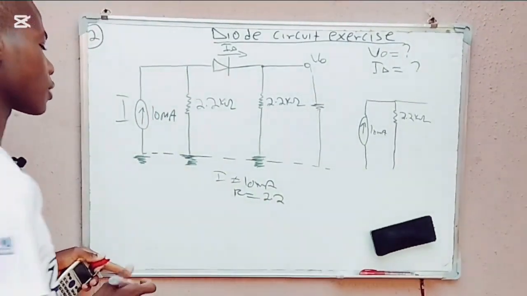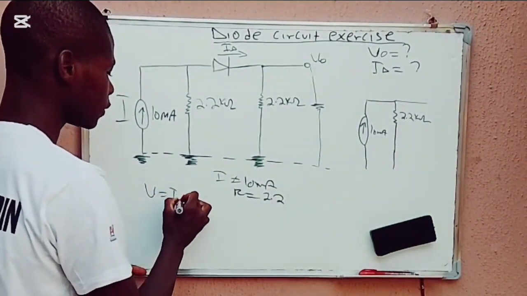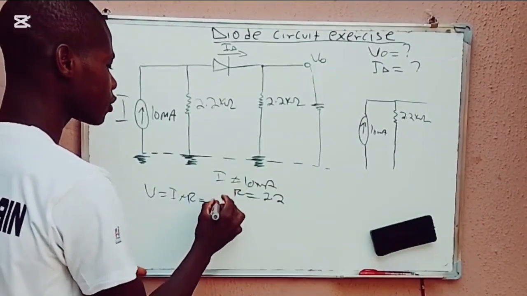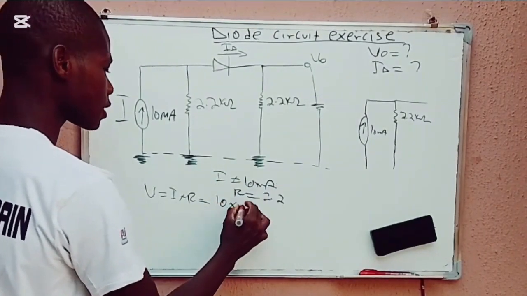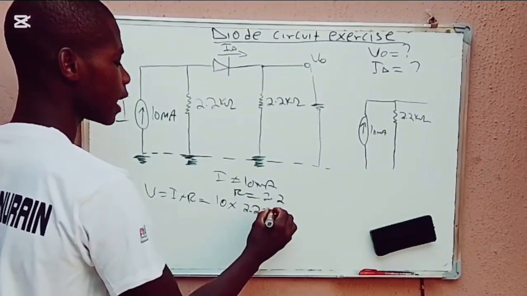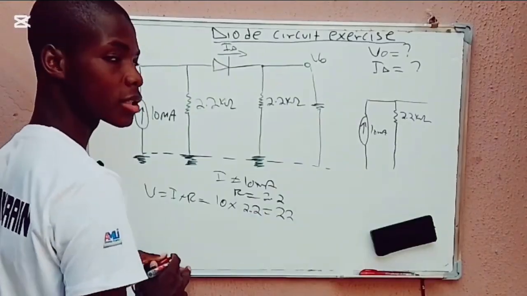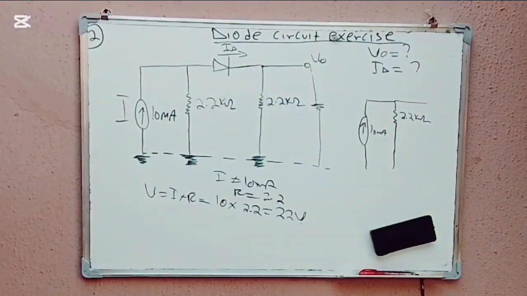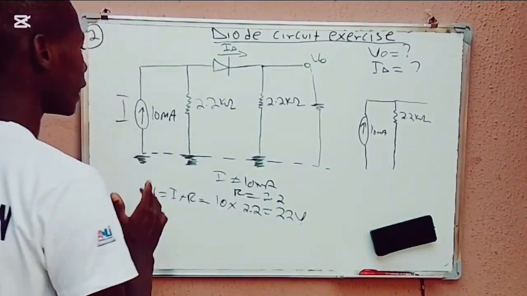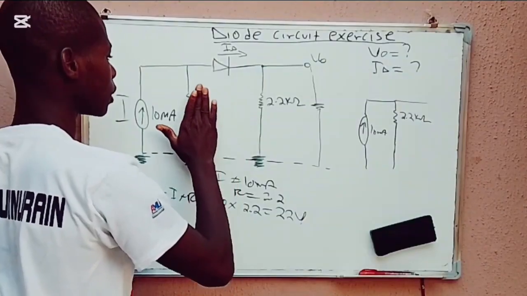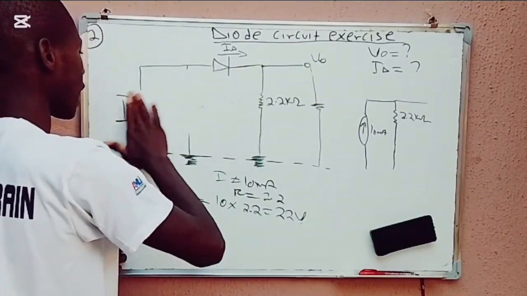2 kiloamps. So therefore V equals what? V equals IR. The current should now be 10 multiplied by the resistance, which is 2.2. So therefore this should now be what? 22 volts. So as you can see, I can delete this, I can delete this and say I have what?